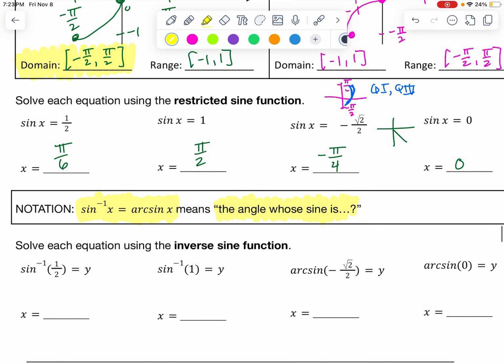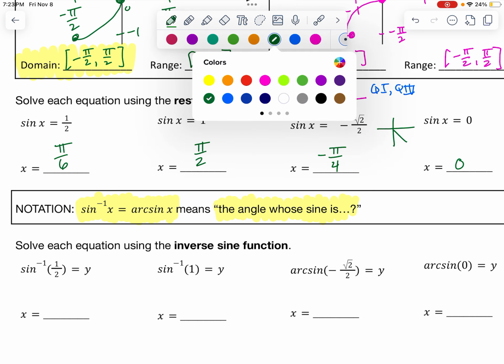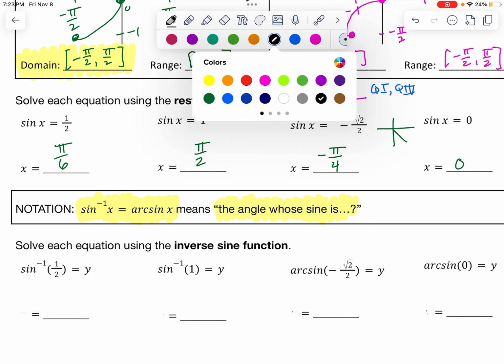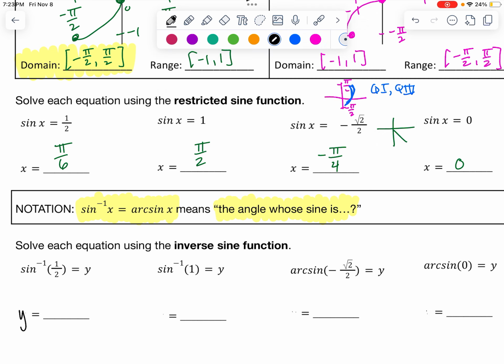So we're going to solve each equation using the inverse sine function. This is where I made my mistake. You're going to fix this real quick. We are not evaluating x, we're actually going to be evaluating y. So go ahead and erase that, cross it out, do whatever you need to do, white it out, and we're going to evaluate y.